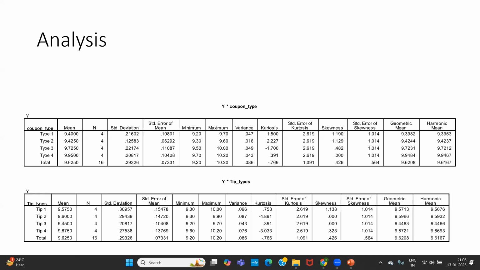We call it the coupon type data. Along with this, the data is cross tabulated along with tip types. There are 4 tip types. And this data can be analyzed using SPSS, which I used here; you can use Minitab, MATLAB, Python, or R software also while analyzing this kind of data.